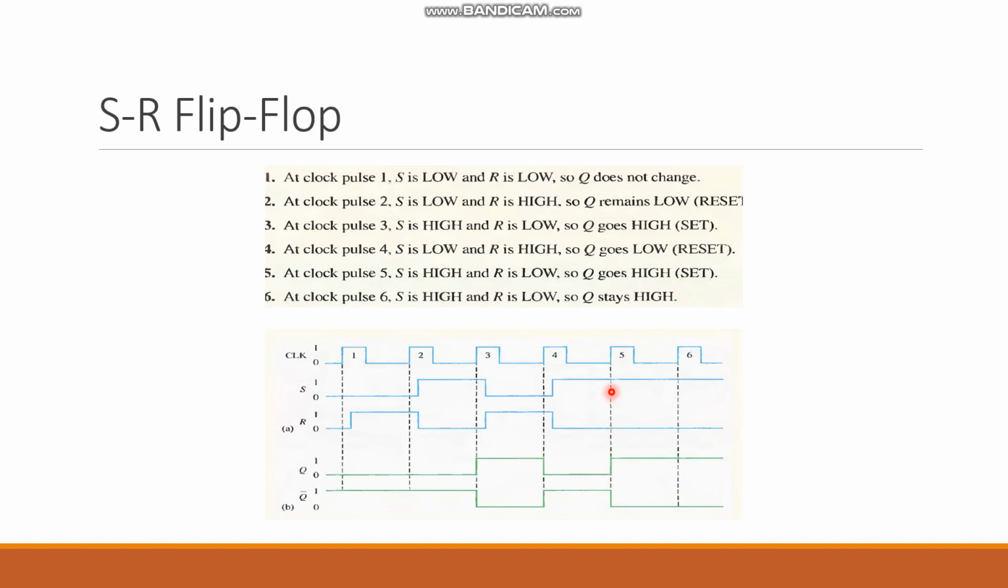Look, in that case, S is 1 and R is 0, so the output is going to be 1. And in this clock pulse, S is 1 and R is 0, so the output is going to be 1 as well.